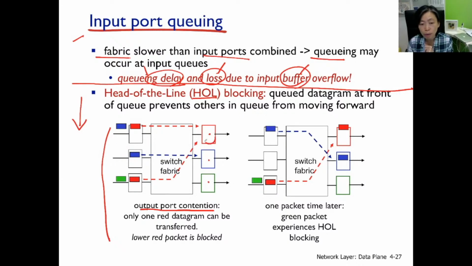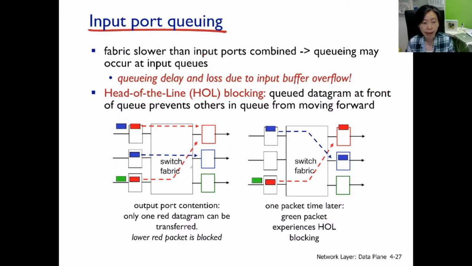So this red port here is only taking in red packets, and it can only take in one red packet at a time. Similarly, for the blue port, taking in blue packets. Green port, taking in green packets. Now, the input ports, there are 3 of them.